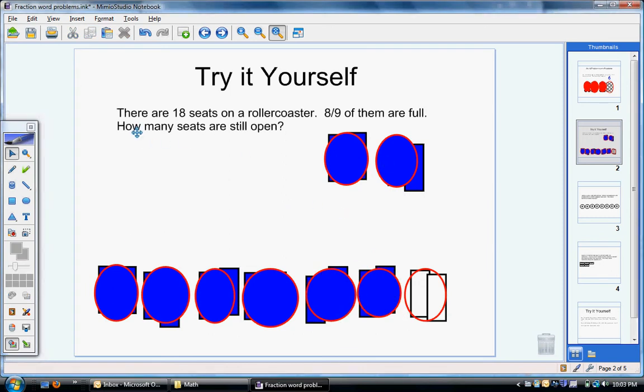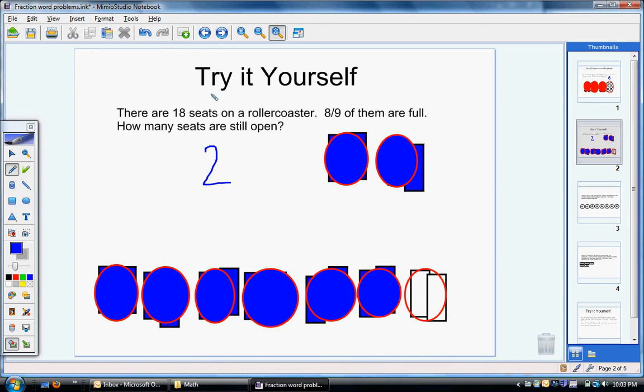My question says, how many seats are still open? Not how many seats are full, or not how many total seats. How many seats are still open? So these guys right here are the only seats that are still open. So in the end, I ended up with 2 seats that are still open. Did you get 2 seats that were still open?